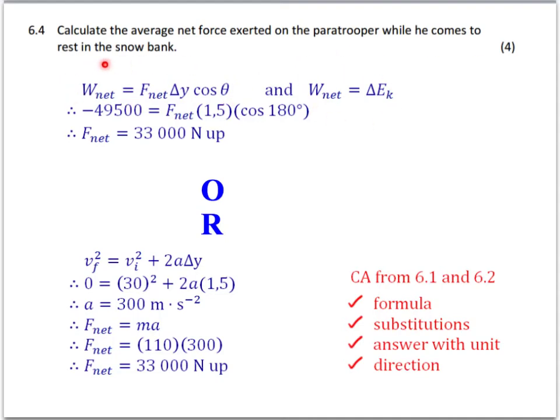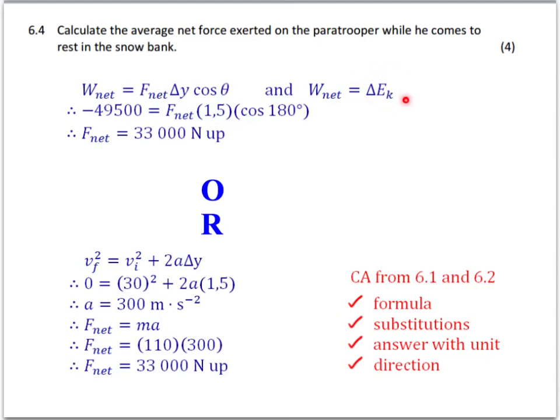Over here on the left-hand side, we use the definition of work. Work is equal to a force multiplied by a displacement multiplied by cos theta, where theta is the angle between the force and the displacement. The net work done must be negative 49,500 joules. The reason for that is because it's the change in kinetic energy.